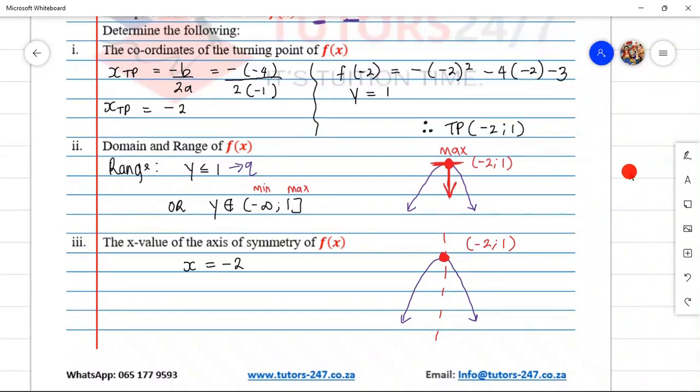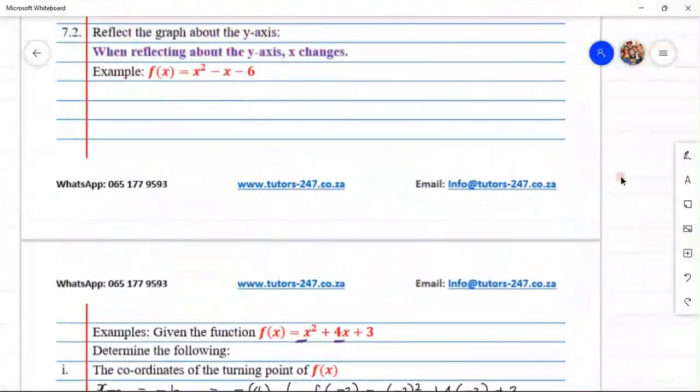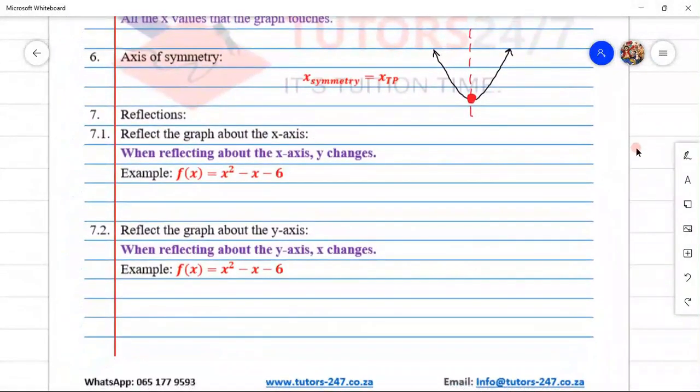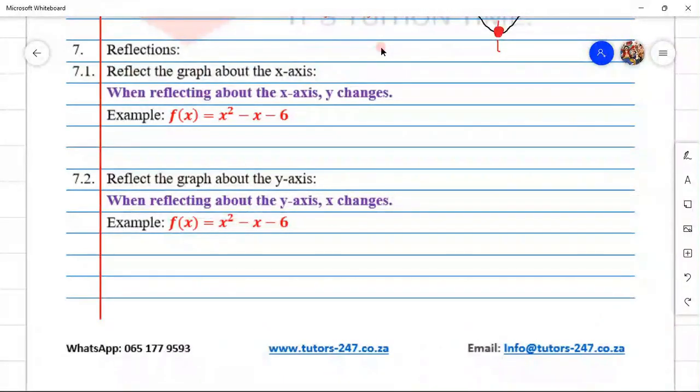Now, let us go back to our notes. So let's do point number 7 that deals with reflections. Once we're done with that, we will move on to the last point in our notes, which is inverse functions. That is when we'll deal with restricting our domain. Point number 7, reflections.